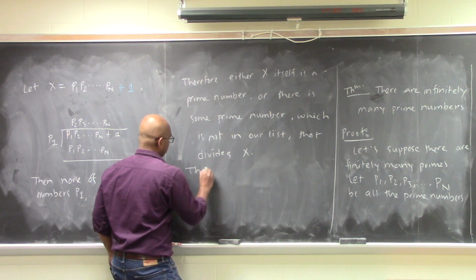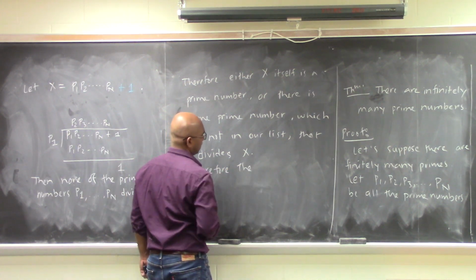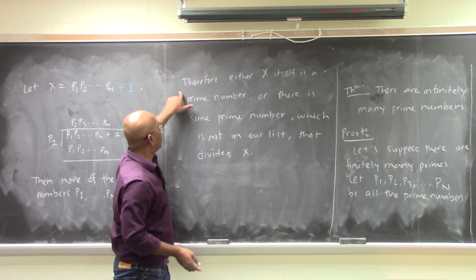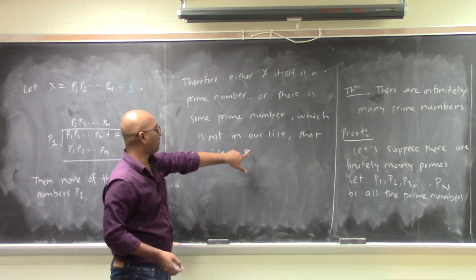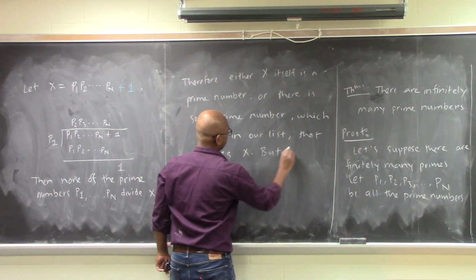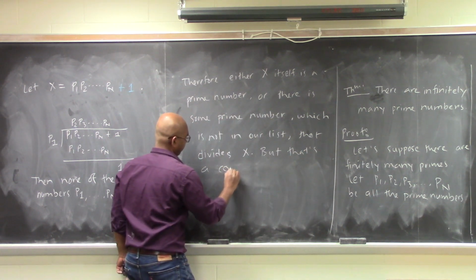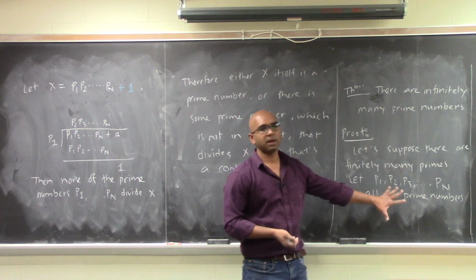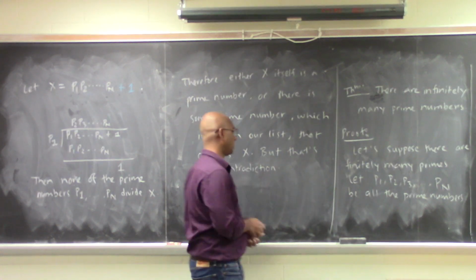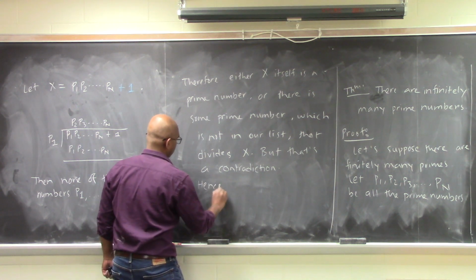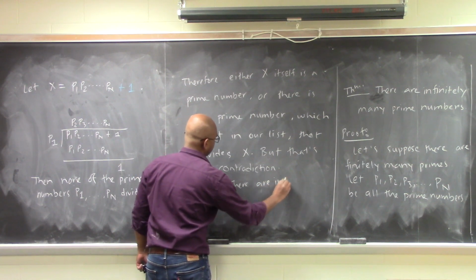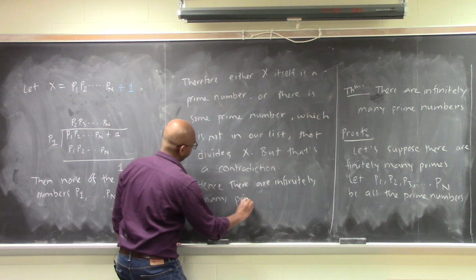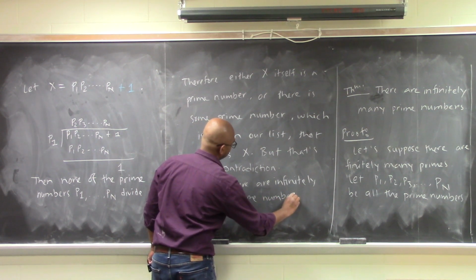Therefore, oh, by the way, sorry, I need to write this thing. What did we say? We have either x to be a prime number, or there is some prime number not in our list. But that's a contradiction. Why is that a contradiction? Because we said these are all the prime numbers. There cannot be any prime numbers left outside of that list. Therefore, or hence, there are infinitely many prime numbers. Okay.